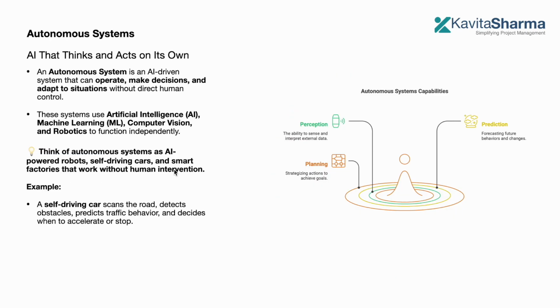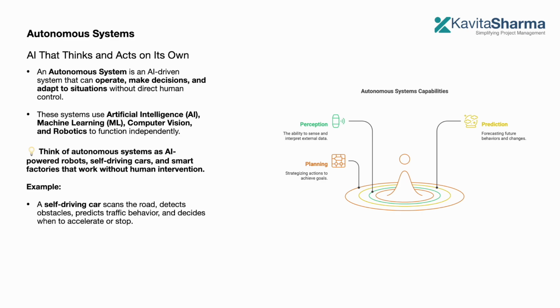So let's go one by one. Autonomous systems is AI that thinks and acts on its own. This is where we want to go. So these are systems that think and do not need a person to guide them. They do not need any real-time human intervention.